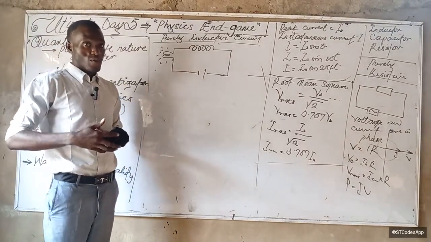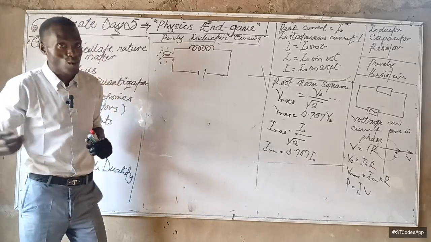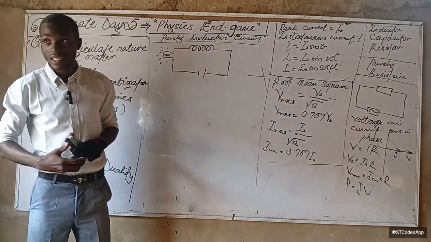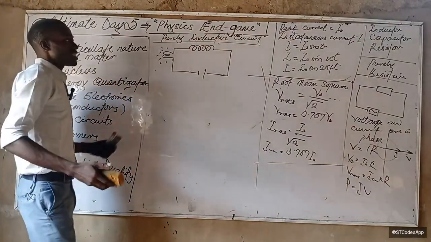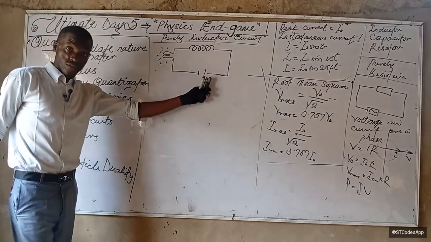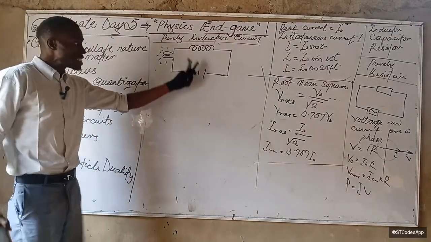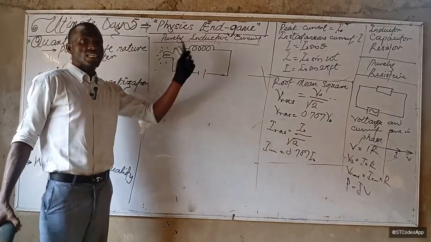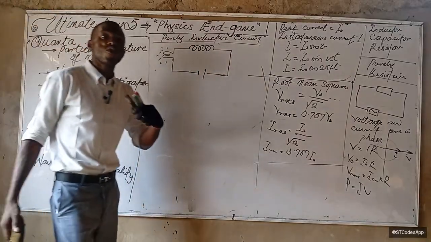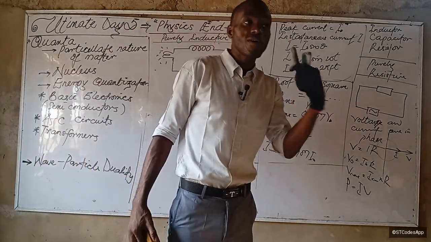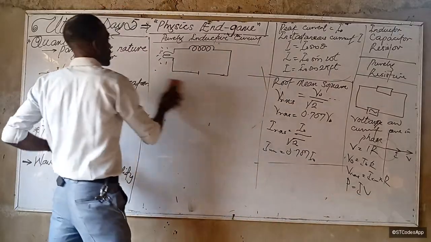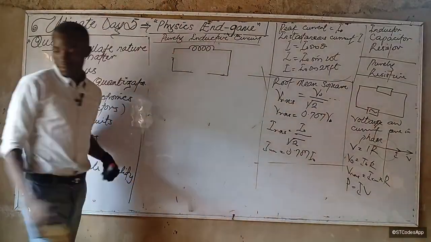Is that okay? So for me to even say current has reached its maximum value, you already know which one is lagging behind, right? Okay, so that's for the case of this. And the reason is because this guy offers an opposition to the flow of current, that is called inductive reactance. So now let's talk about reactance first.